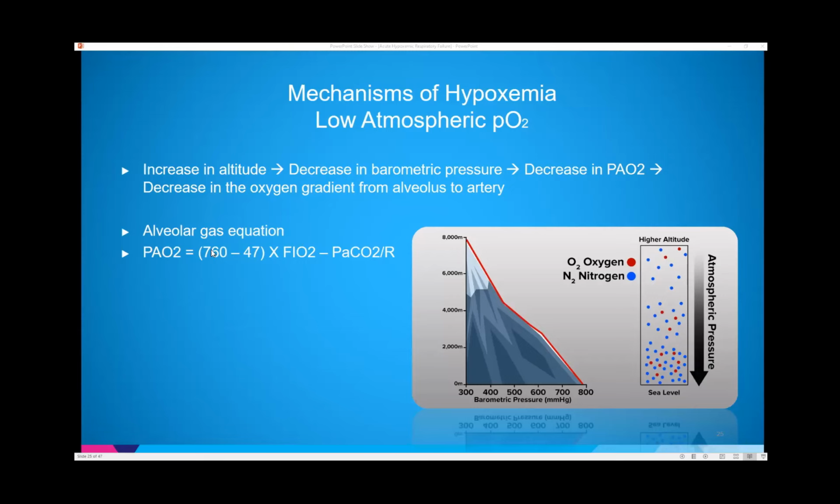And therefore, it's going to have a negative effect on my ability to saturate my hemoglobin. So that's a pretty easy concept to understand, right? A decrease in barometric pressure leads to a decrease in alveolar oxygen and a decrease in the gradient of the alveolar to the arterial oxygenation.